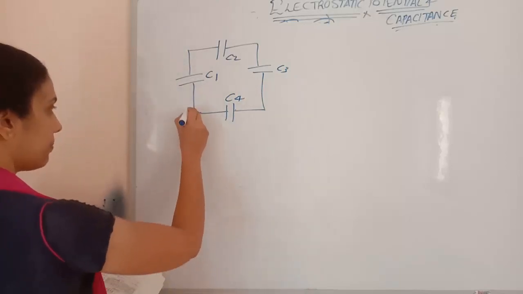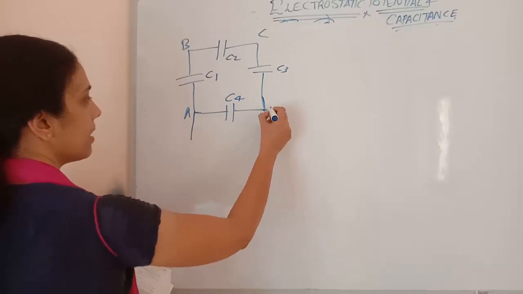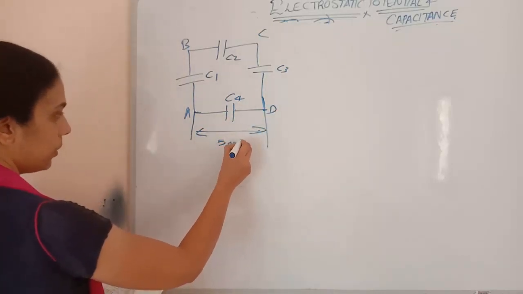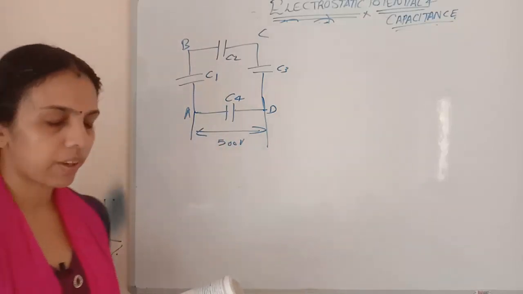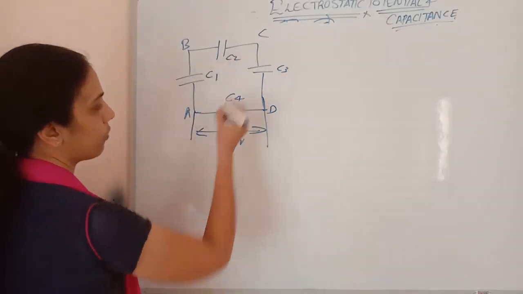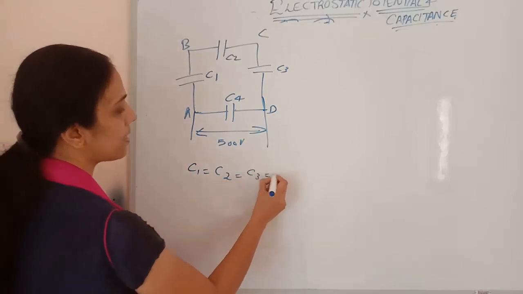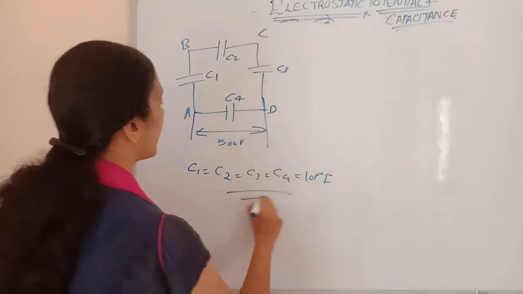Here A, B, C, and this one is given as D. Here the voltage across it is 500 volt, and each one is 10 microfarad. We need to find out the equivalent capacitance. Each one is 10 microfarad: C1 equals C2 equals C3 equals C4 equals 10 microfarad. We need to find out the equivalent capacitance.